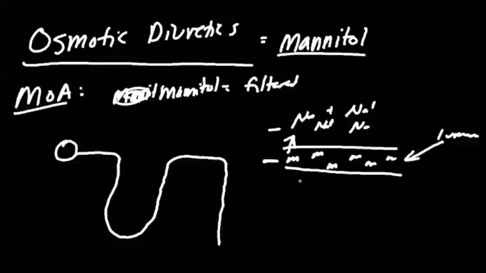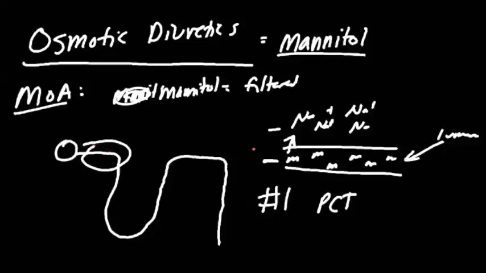It's going to use osmotic forces, so solute forces, to draw water into the lumen, causing you to pee. It'll increase your urine outflow. So the number one location is going to be your proximal convoluted tubule. That's where most of the reabsorption takes place. This is going to be the main site of action.